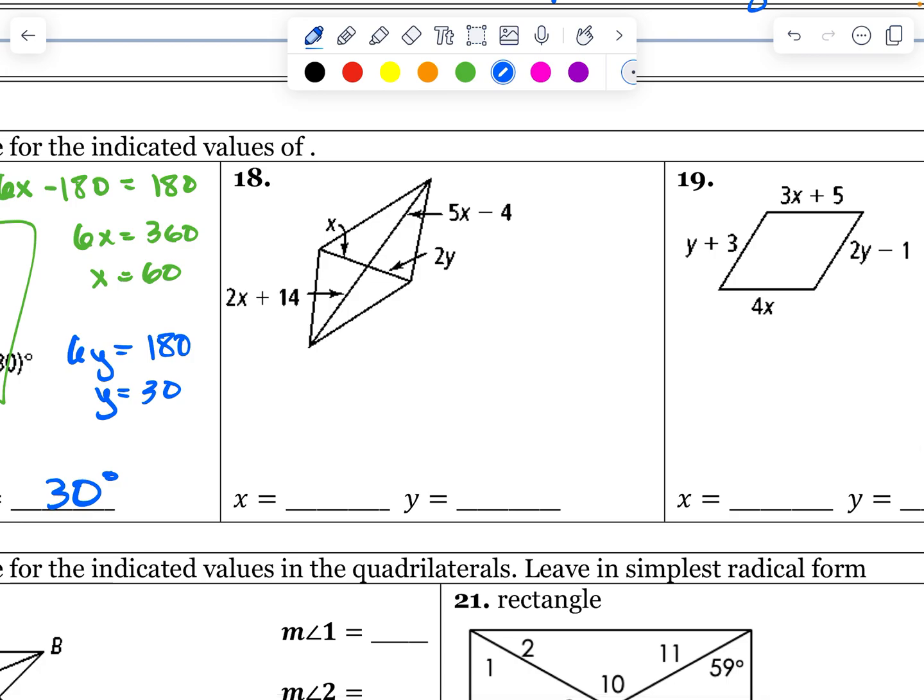All right. It hasn't told me anything, so it just has to be a parallelogram. We can't make any assumptions. But a parallelogram still bisects, so you're equal to you. And then once I know the x, I can figure out y.